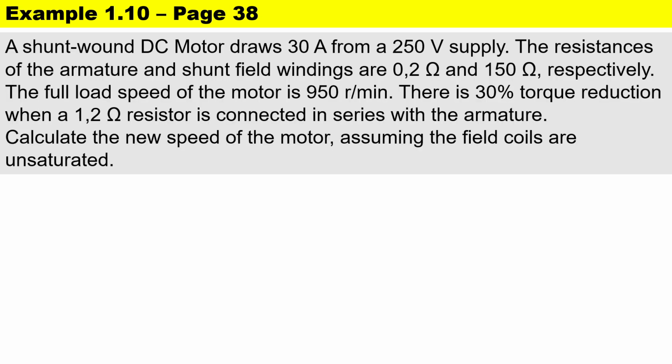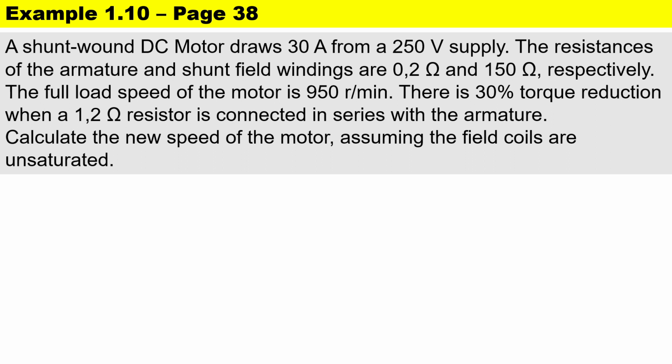Let's take a look at our first example. Example 1.10 on page 38. A shunt-wound DC motor draws 30 amperes from a 250 volt supply. The resistances of the armature and shunt field windings are 0.2 ohms and 150 ohms respectively. The full load speed of the motor is 950 revs per minute. There is a 30% torque reduction when a 1.2 ohm resistor is connected in series with the armature. Calculate the new speed of the motor, assuming the field coils are unsaturated.